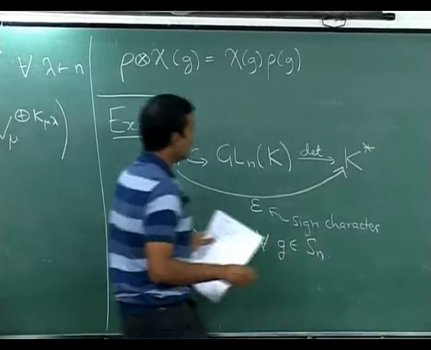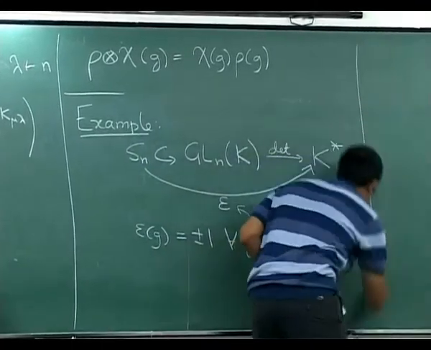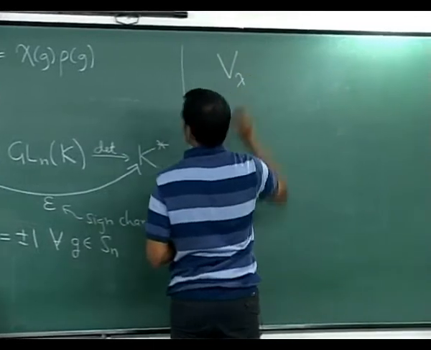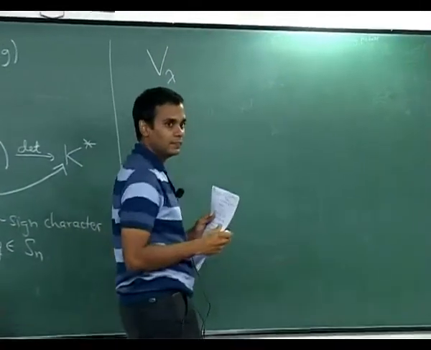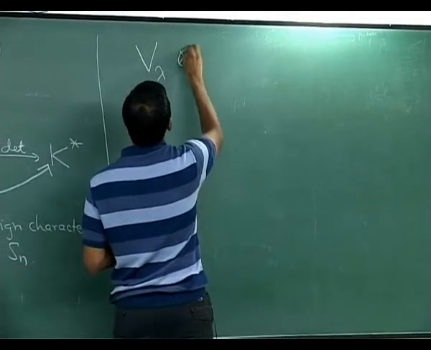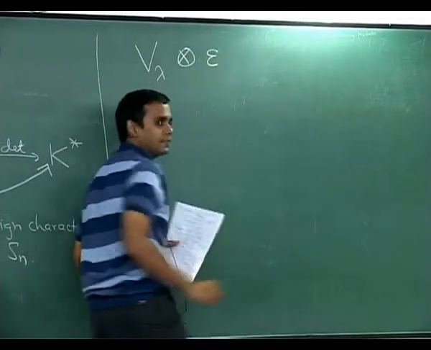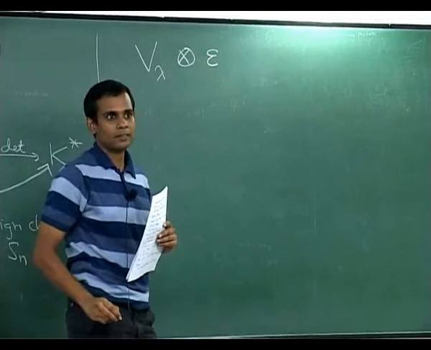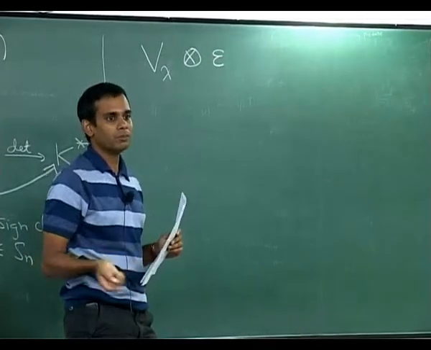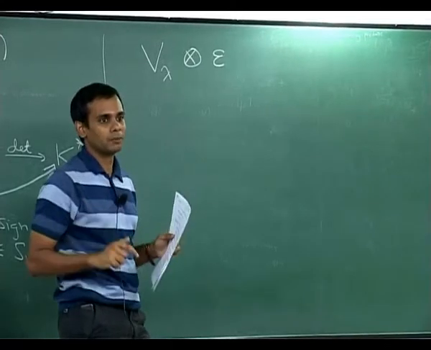Now, the question is, we had these representations V_lambda, which I defined earlier. Take this representation and you twist it by the sign character. Then what do you get? You will get V_mu for some other partition mu. What is the relationship between lambda and mu?